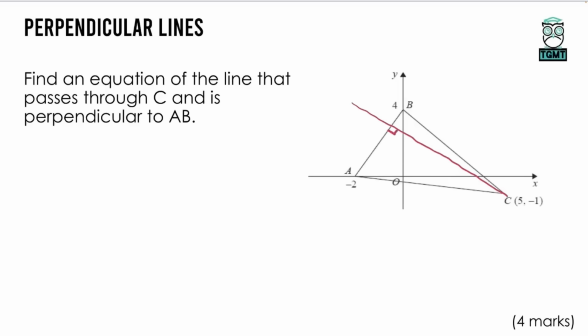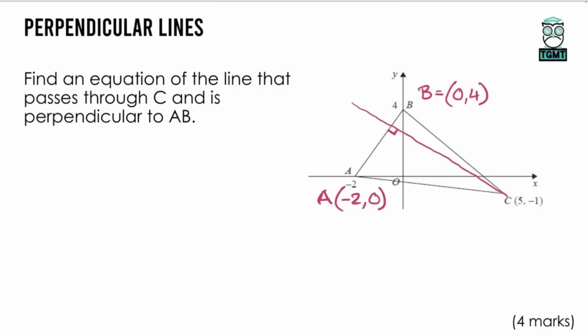Now drawing it in can help along the way, but ultimately we need to find out what the gradient of that line is. We can find the gradient of the line by looking at the coordinates A and B. Now B over here: the x-coordinate is 0, the y-coordinate is 4. A down here: the x-coordinate is -2 and the y-coordinate is 0.